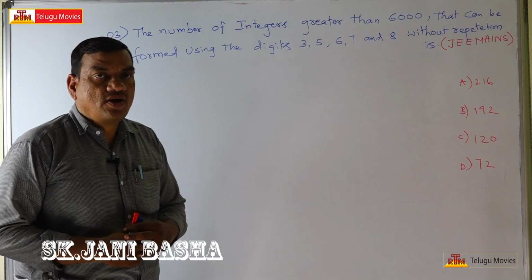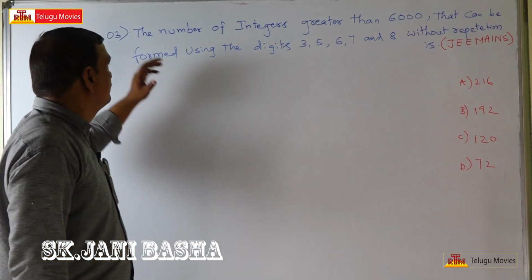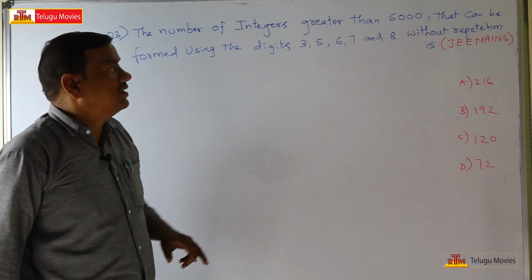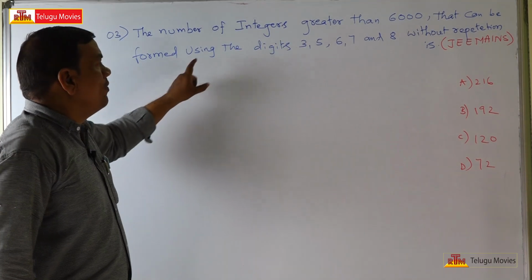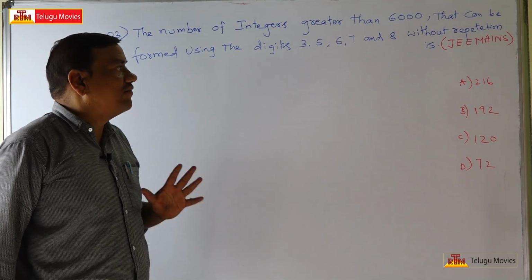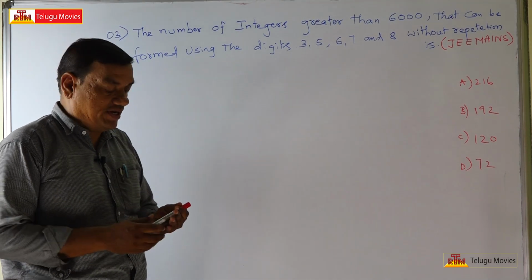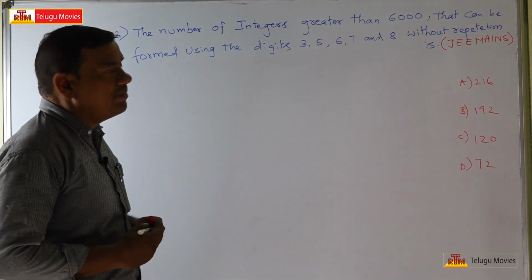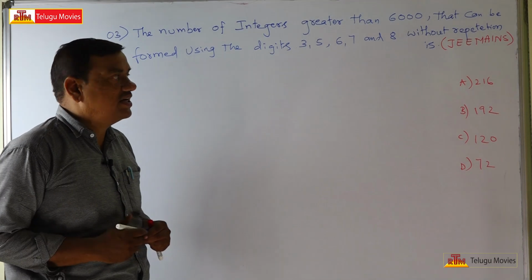Dear students, welcome to the third problem. The number of integers greater than 6000 that can be formed using the digits 3, 5, 6, 7 and 8 without repetition. This was asked in the 2017 JEE Mains examination.